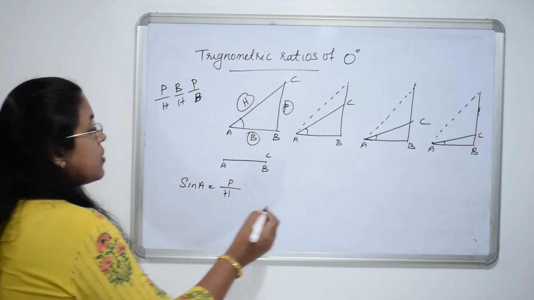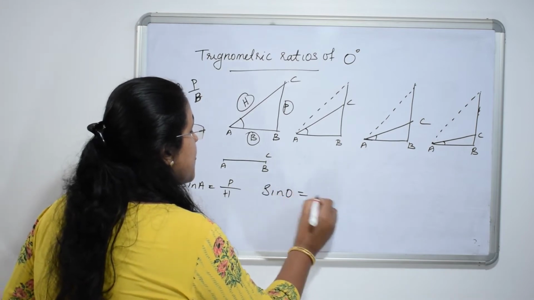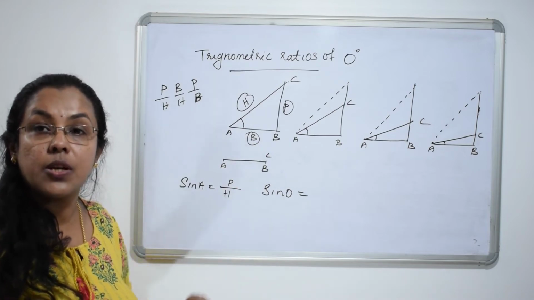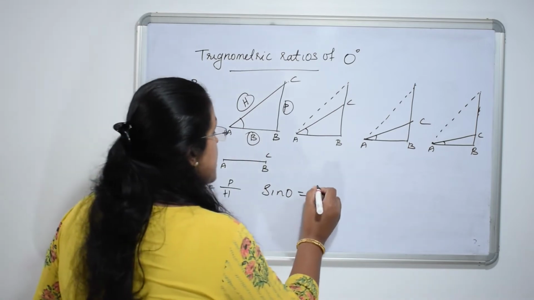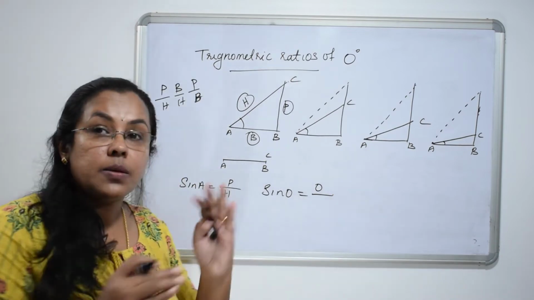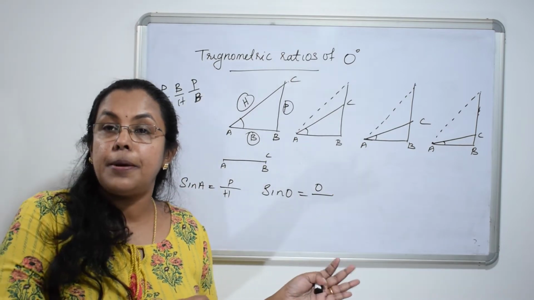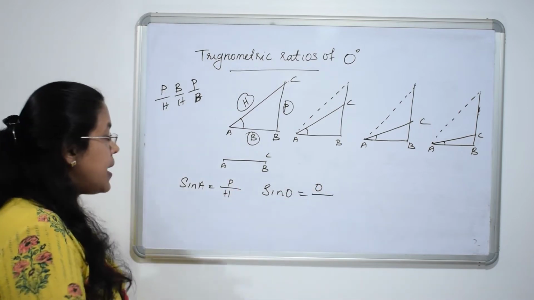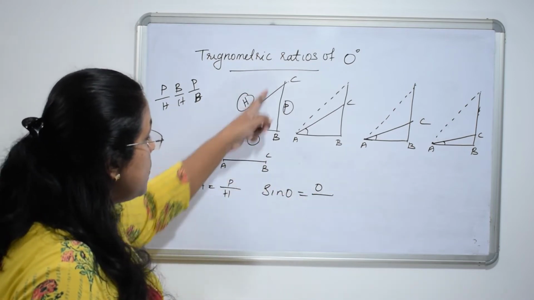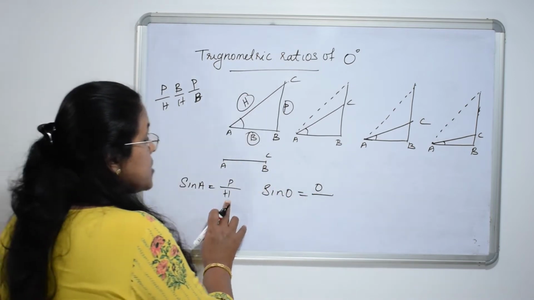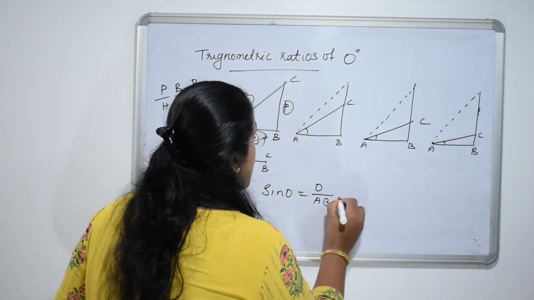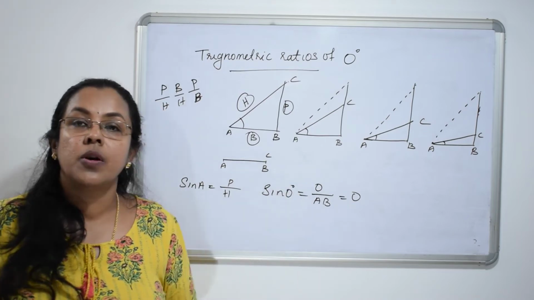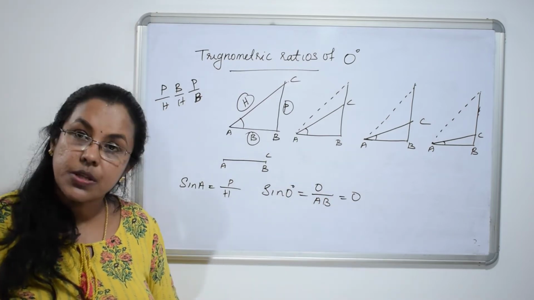Then what about sine 0? What is the height of the perpendicular here? In the case of 0 degree, it is 0. When the angle approaches 0, the value of the perpendicular also approaches 0. So in place of the perpendicular we can write 0, and in place of the hypotenuse we can write AB. So the value of sine 0 degree is equal to 0.